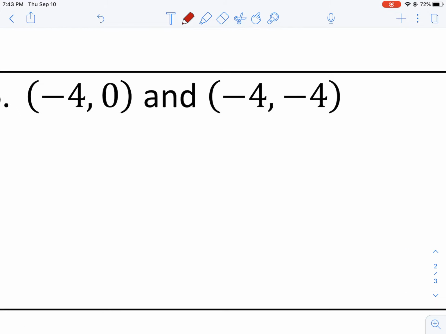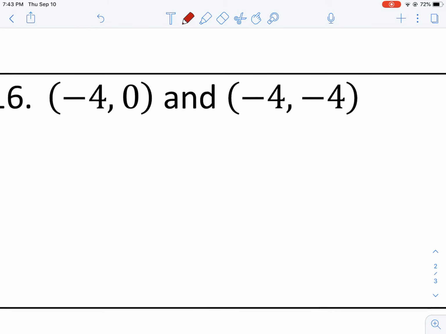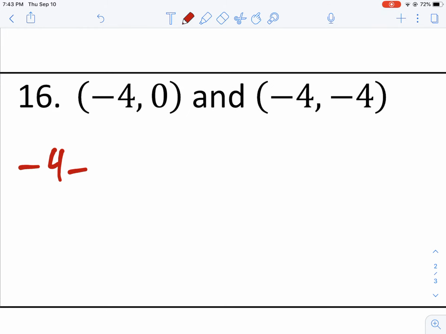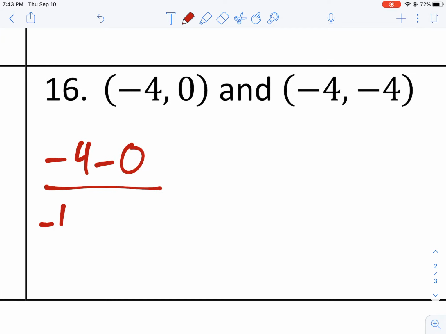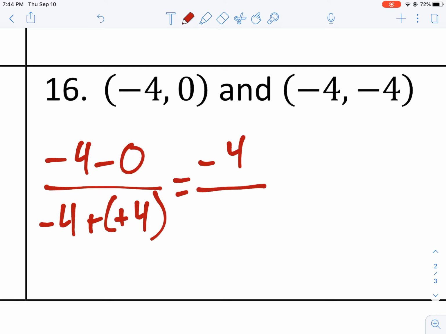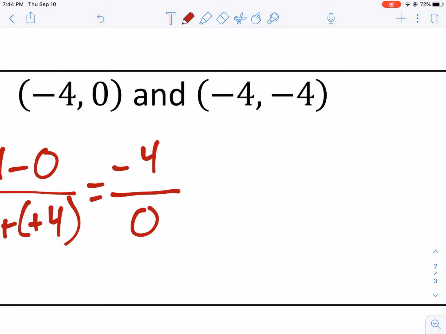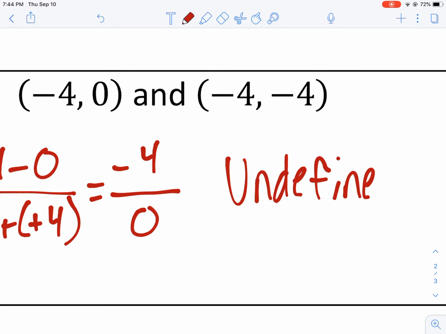Number 16, all right, our y values are -4 and 0. So we've got -4 minus 0. Our x values are both -4, so we've got -4 minus -4. These become plus signs for the same reason they did on the other example. -4 minus 0 is -4, and then -4 plus 4, right, that actually is 0. So this slope is actually undefined, all right? If you have a 0 on the bottom, that's not a number, all right?